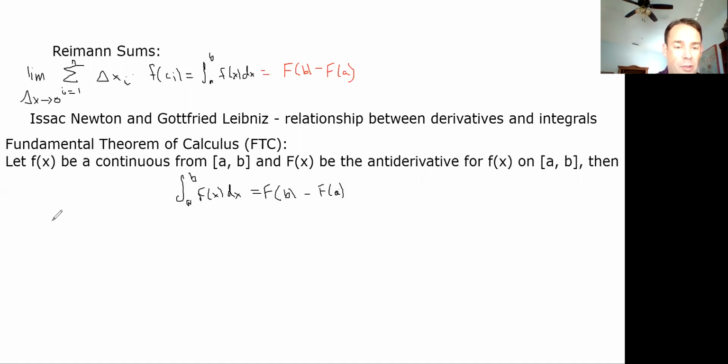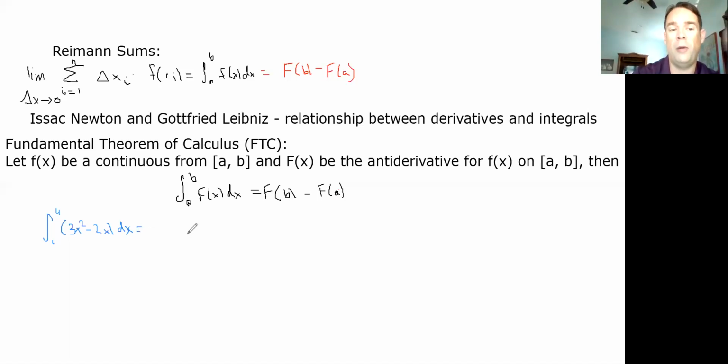Well, let's try an example. Say I give you something like this. Let's go from 1 to 4 of 3x squared minus 2x. We'll keep it real easy here. The first thing we're going to do is integrate it. Now, guys, I'm going to leave off the plus c. I know we've been hammering that in class a lot. Don't forget c, don't forget c. I'm going to leave it off. I will show you where it goes in a second, because on definite integrals, you don't need plus c.